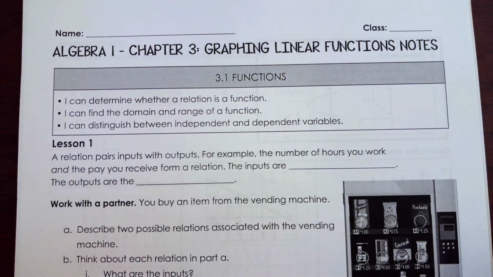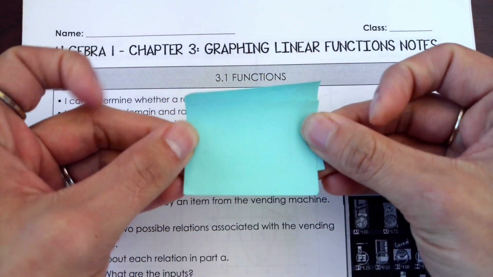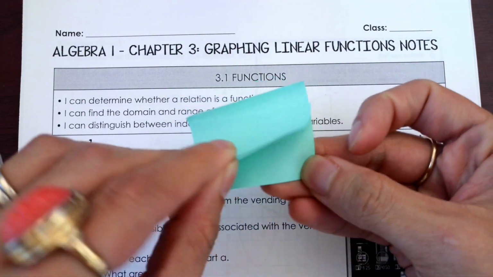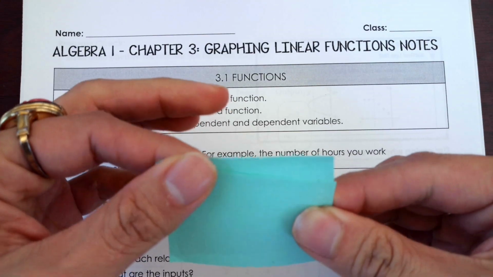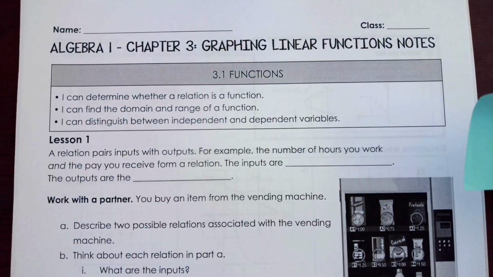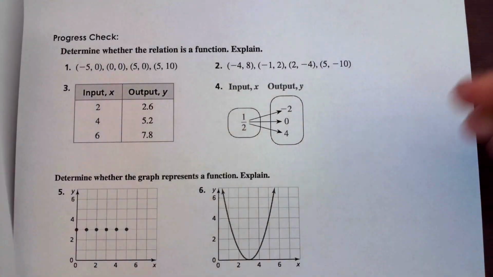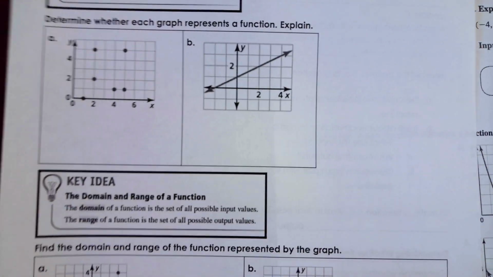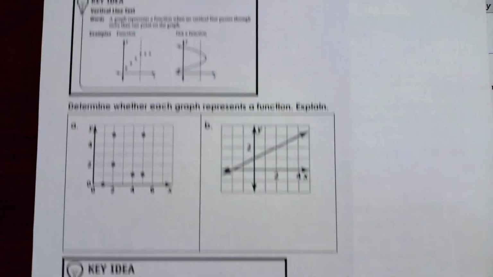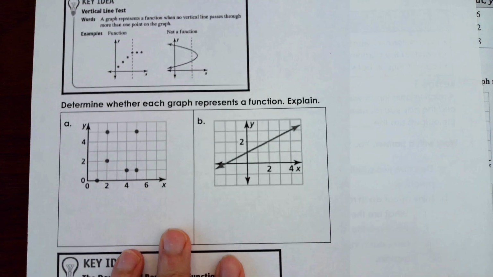This should already be filled out, but what you also need are two sticky notes, so they can be small. So if you don't have those yet, make sure that you obtain those. You need these for the example. So you're going to turn to the next page, basically where we left off, which is, so we talked about the vertical line test. We did these two examples.